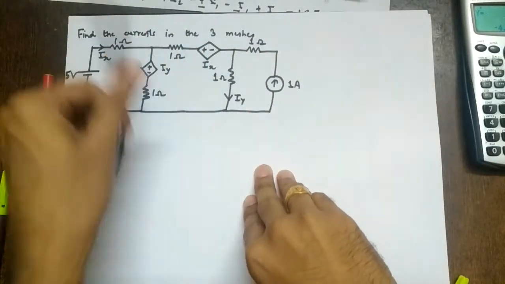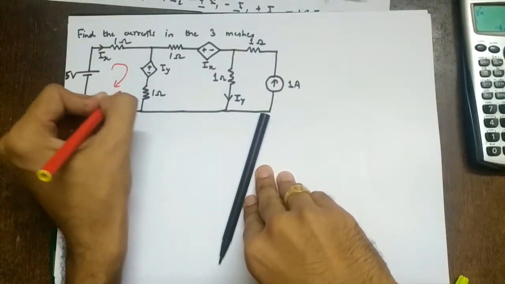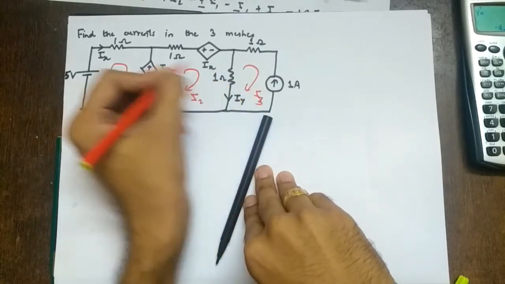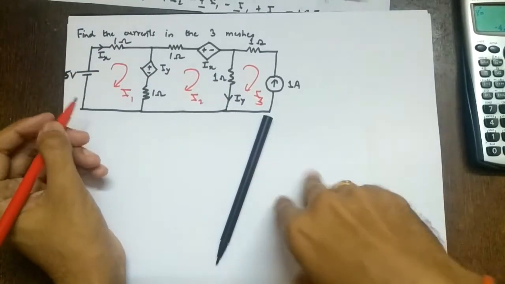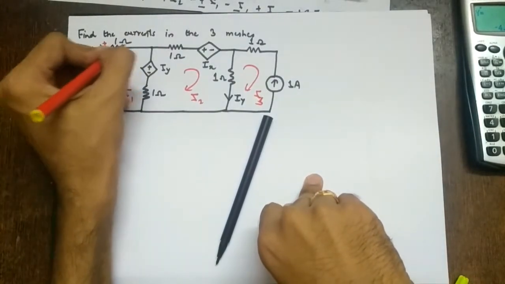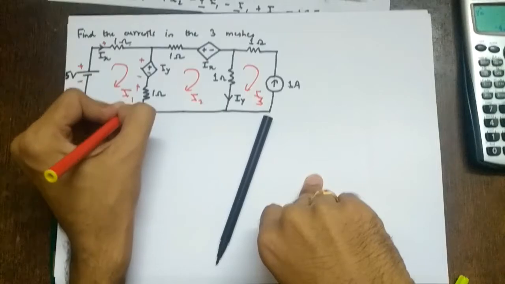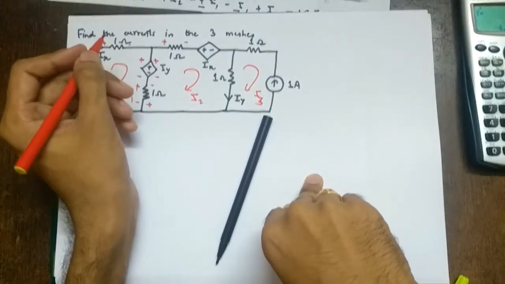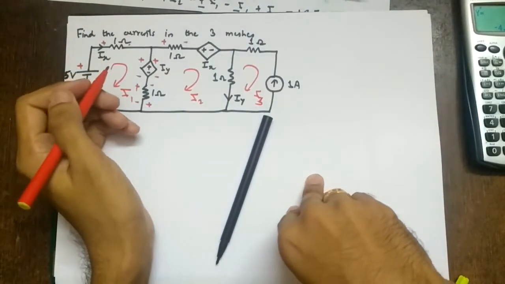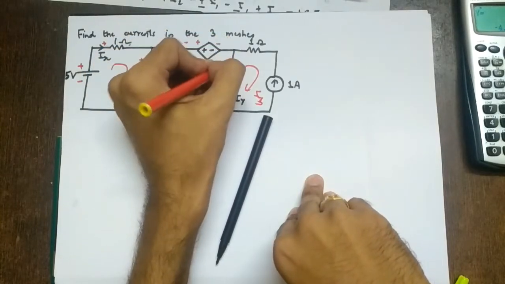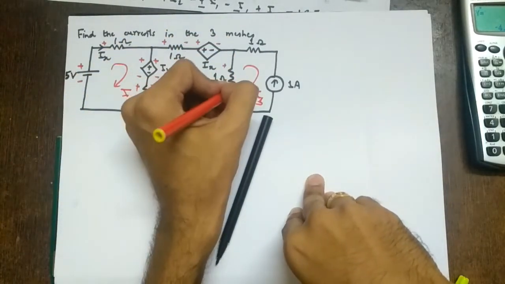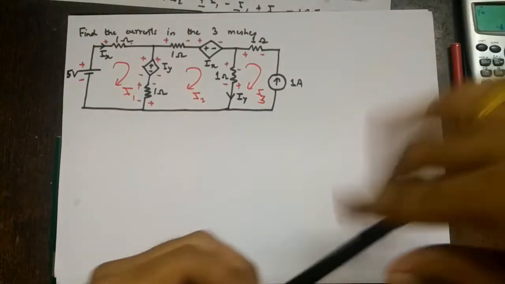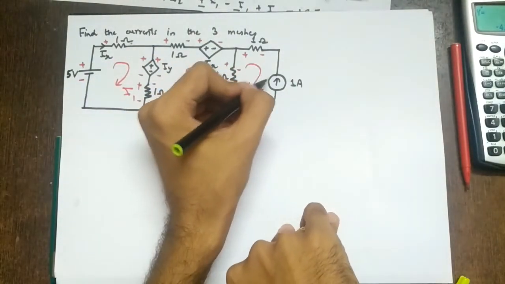So find the currents in the 3 meshes. So what is the first step? Assign mesh currents I1, I2, I3. Find the currents in 3 meshes means you have to find I1, I2, I3 only. Next, assign polarities. So this will be plus minus, this will be plus minus. But if you observe, this is a current source, so we cannot apply KVL here.